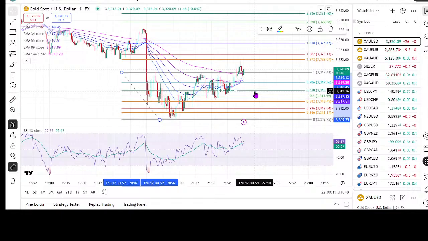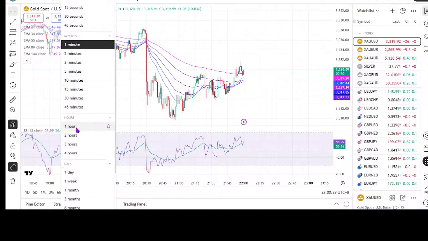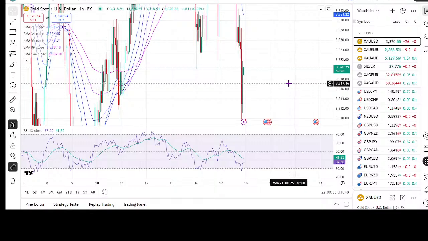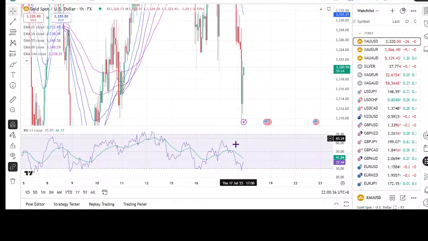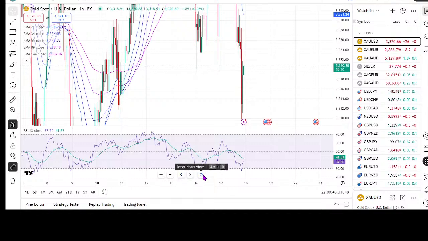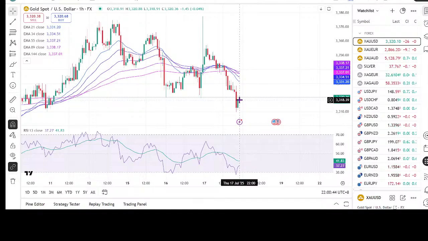Okay, so the 10 o'clock time has just finished. So let's look at the 1 hour chart. We have a new candle coming. So now it's showing strength, which is not a good sign. We should be seeing weakness, but we are seeing some strength.